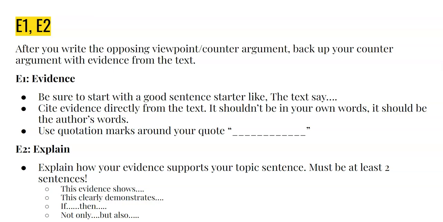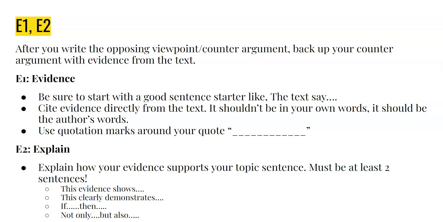After you introduce your opposing argument and your counter argument, like we've already said, the rest of the paragraph is structured just like a body paragraph. So you start with an E1. Remember, that's going to be evidence from the text, and that evidence should back up your counter argument. So whatever that reason was that you gave that the opposing side is wrong, find a piece of evidence from the text that proves that the opposing side is wrong. Just remember, when you are citing your text evidence, you should have a good sentence starter like the text says. You should use quotation marks, and it should be cited word for word from the text.